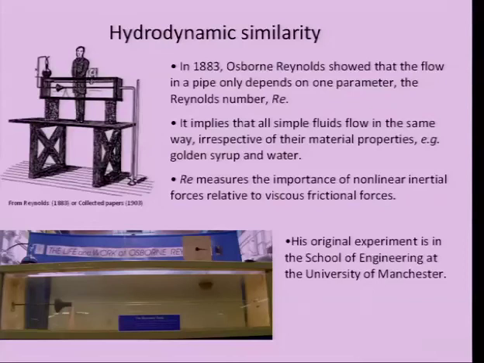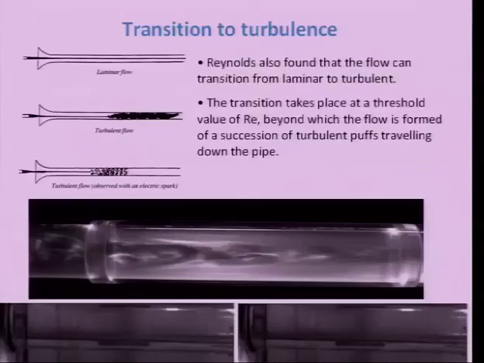So the original experiment of Osborne Reynolds is still in Manchester. It's quite an impressive setup. It survived 150 years, and it's to see in the School of Engineering. So after this hydrodynamic similarity, you know you only need one parameter to describe the flow in your pipe, for instance. Then what Reynolds observed is that the flow in the pipe, as you increase this Reynolds number, goes from laminar to turbulent.